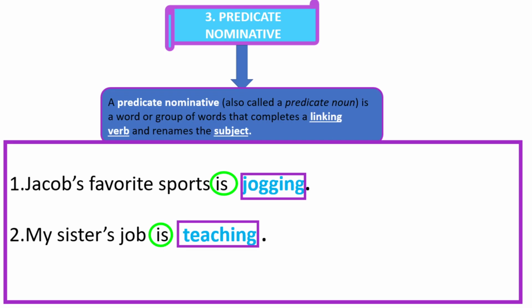Let's have the third function. The third function of a gerund is a predicate nominative. What is a predicate nominative? A predicate nominative is also called a predicate noun.